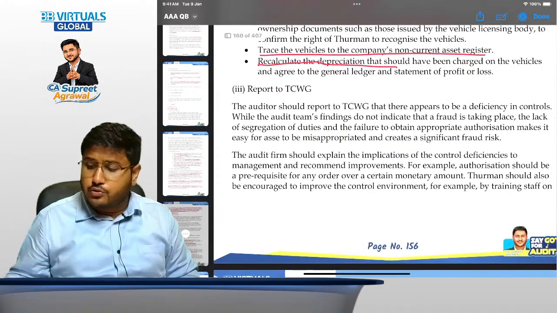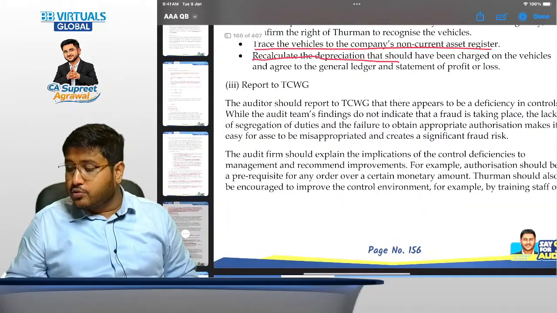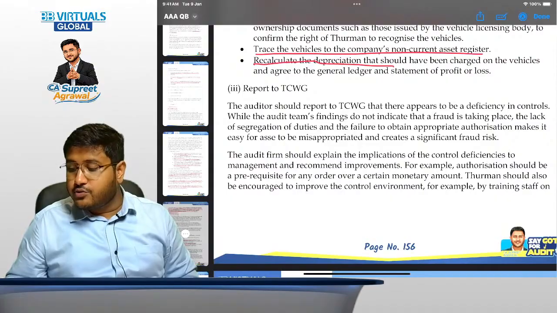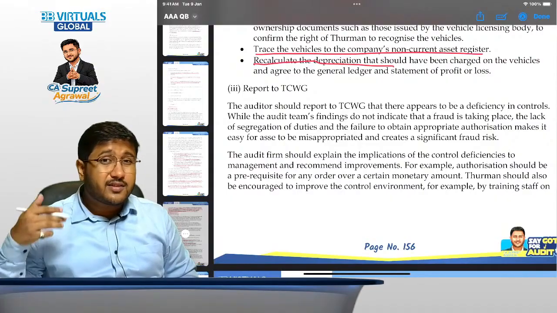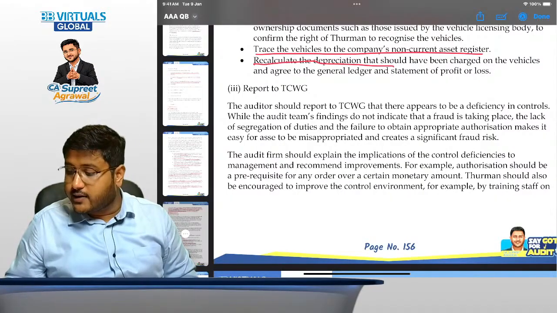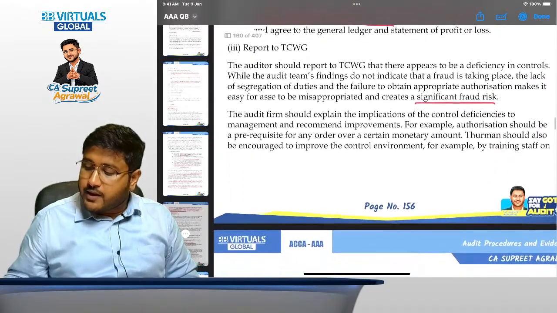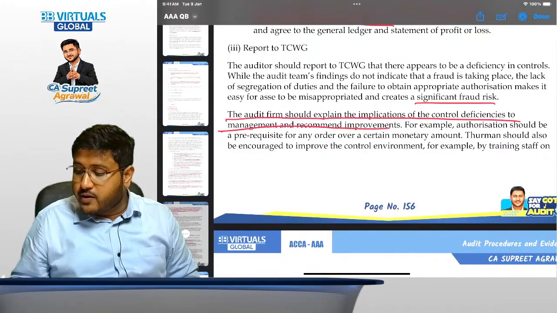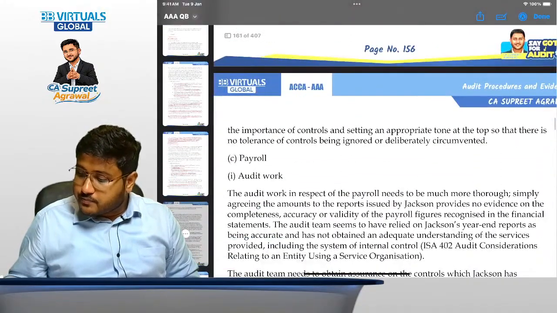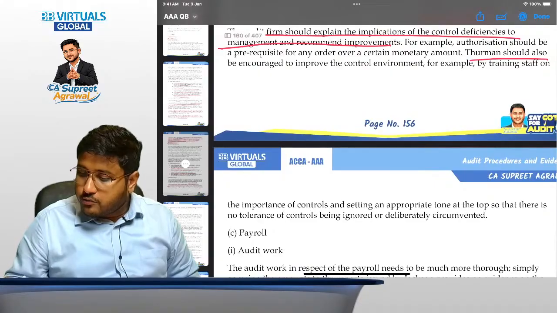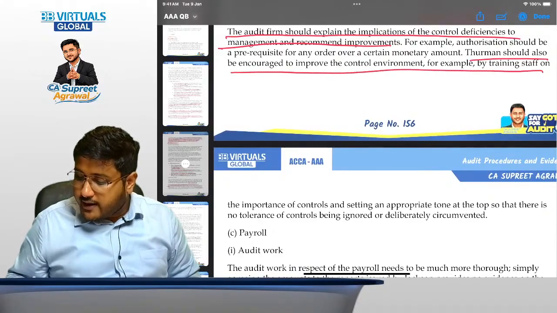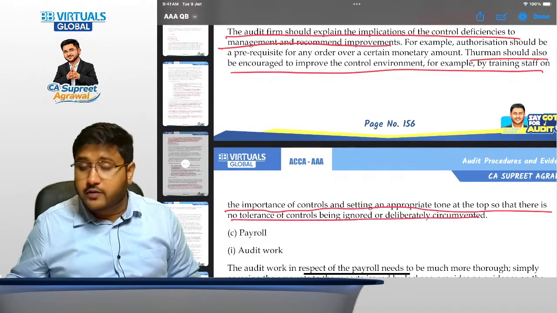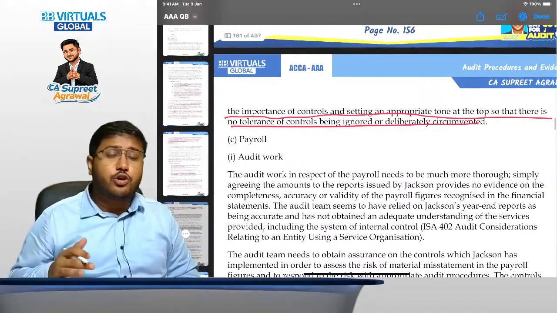When we talk about the report to those charged with governance, the auditor should report that there appears to be a deficiency in the control. While the audit team's findings do not indicate that a fraud is taking place, there is still a significant fraud risk here that is prevalent. The audit firm should explain the implications of the control deficiencies to management and recommend improvements also. Thurman should also be encouraged to improve the control environment, and they should communicate the importance of controls and set an appropriate tone at the top, that no tolerance of controls being ignored or deliberately not being followed would be acceptable.